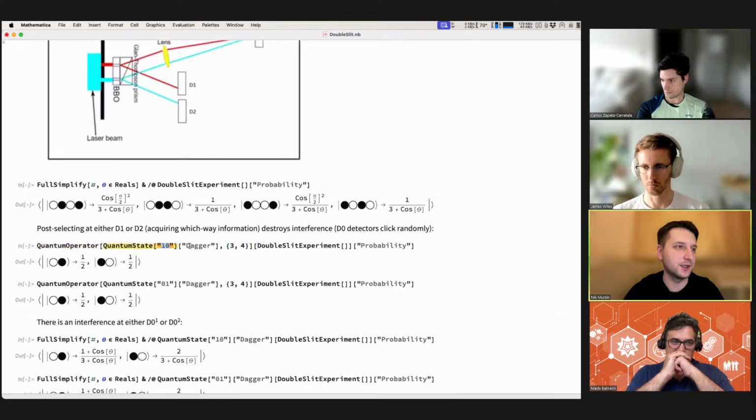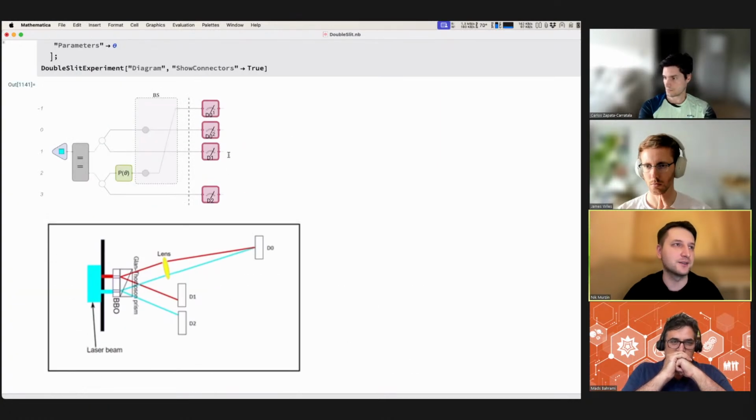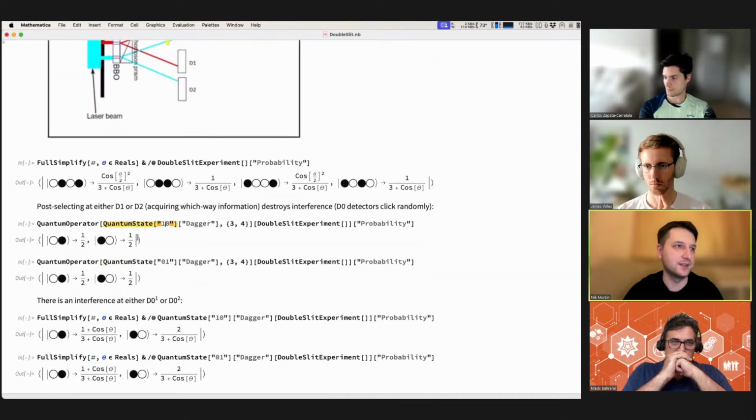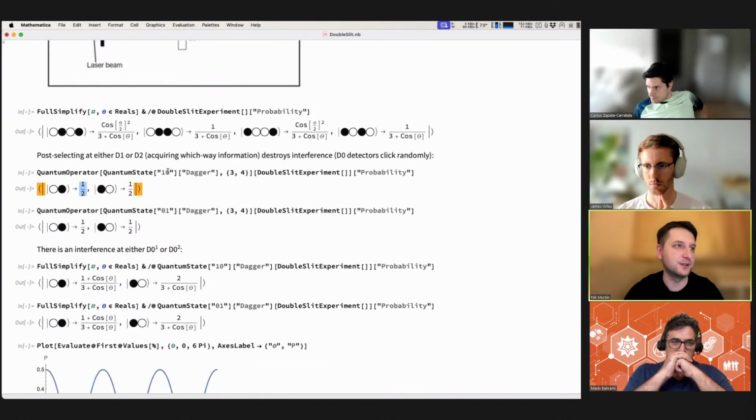I'm going to post-select only when D3 clicks. That basically means I'm going to detect the path information. I'm going to know which-way information by constraining that I want this one to click specifically. And then my interference disappears. Now D0 clicks randomly with 50% probability, and it doesn't matter whether I post-select on D3 or D4.